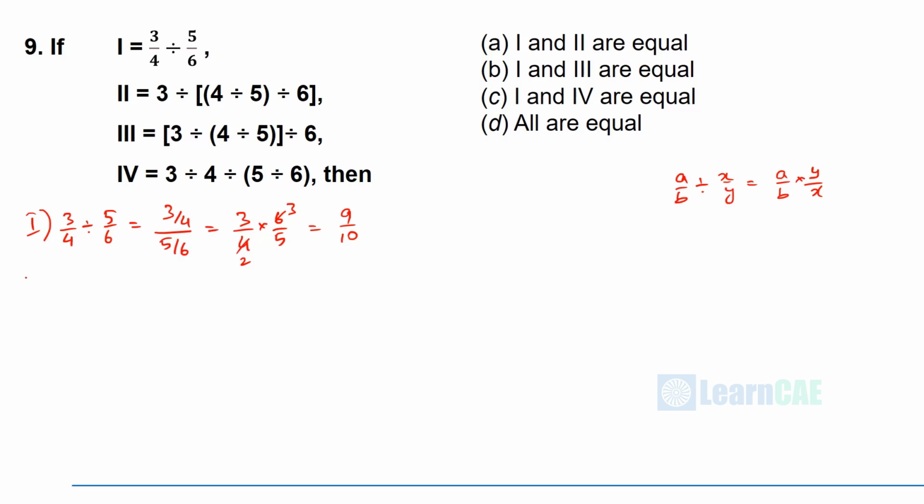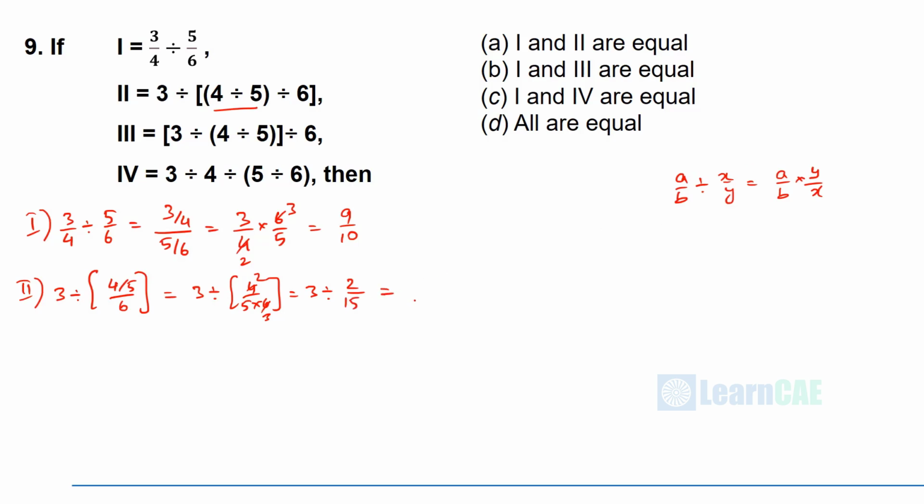Okay, now let us solve the second expression. Here 4 divided by 5 is in the brackets, so we have to solve that first. 3 divided by 4 by 5 again divided by 6. This is equal to 3 divided by 4 by 5 into 6. This will be 2 times, this will be 3 times. This is 3 divided by 2 by 15.